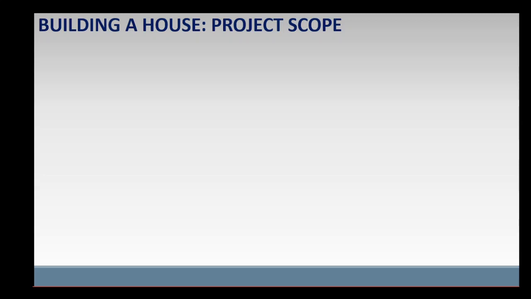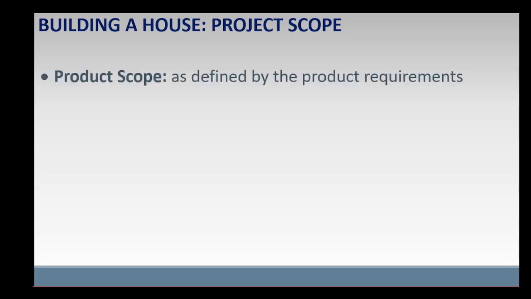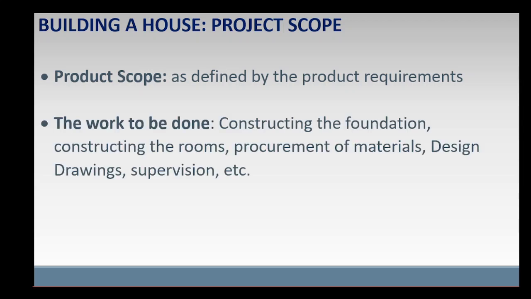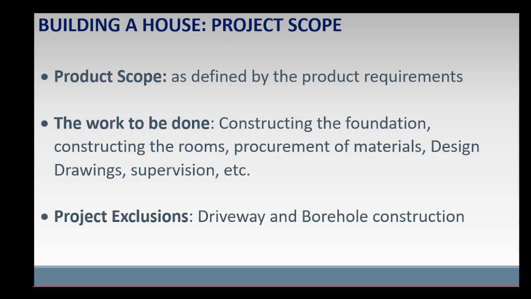The project scope includes product scope as defined by the product requirements of the house in the previous slide, the work to be done to deliver both the house and the project management deliverables, such as constructing the foundation for the house, constructing the rooms, procurement of materials, design drawings, supervision, tracking progress and resolving issues, and other project management work. Project exclusions such as driveway and borehole construction are not part of the work to be done.